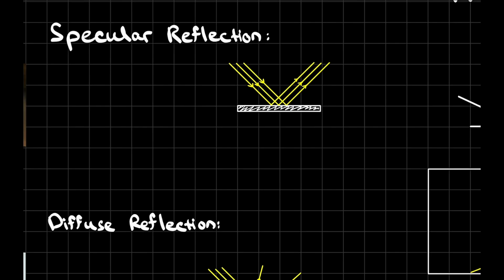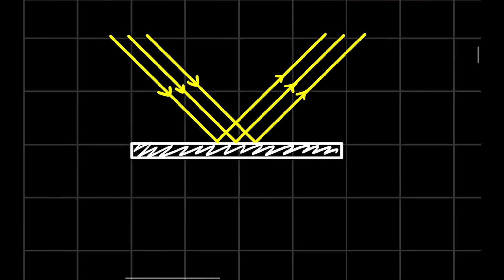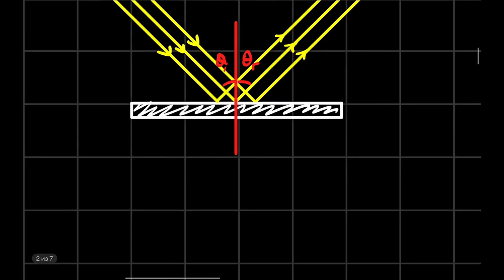There is something called specular reflection. It's when we have a very smooth surface, and light comes straight at a certain angle and goes out again at a certain angle. So it's just perfect conditions where light comes with an angle of incidence and reflects with an angle of reflection. And there is a very important rule: angle of incidence equals angle of reflection.